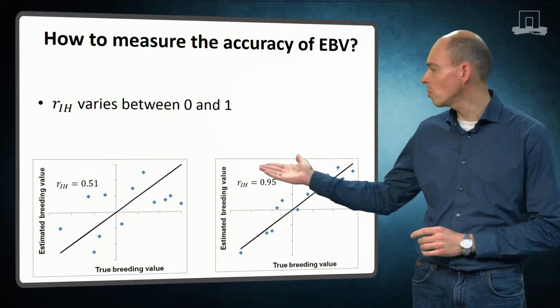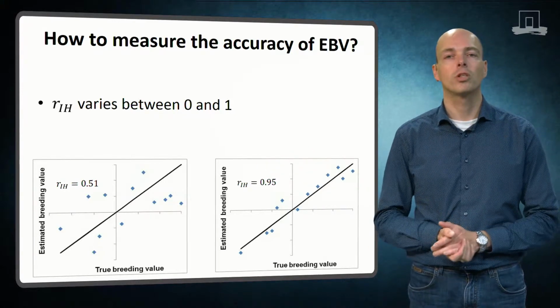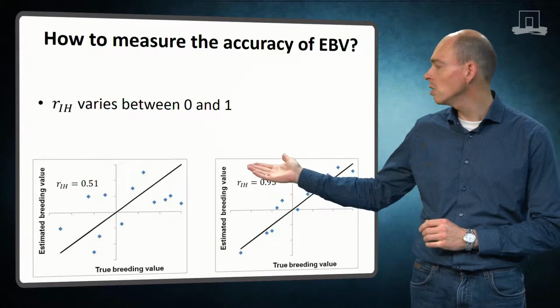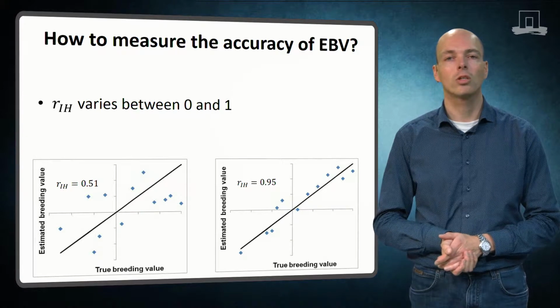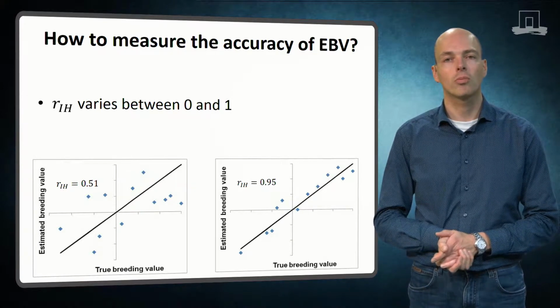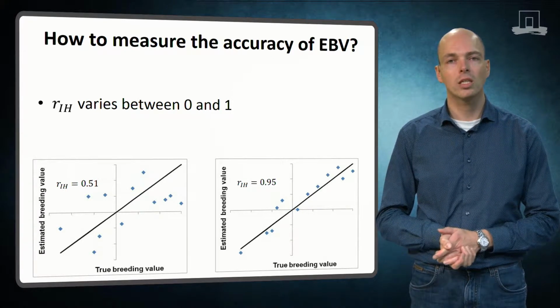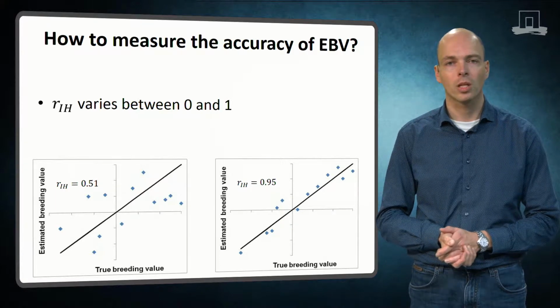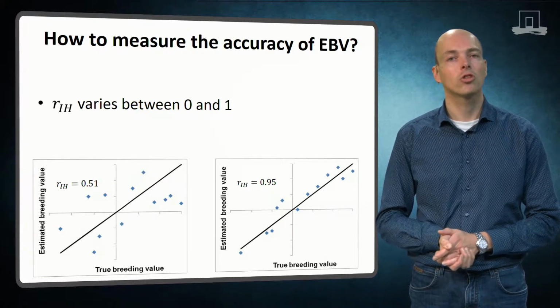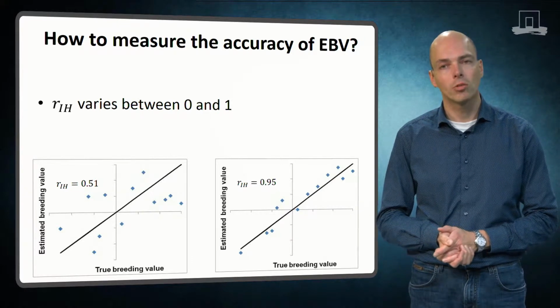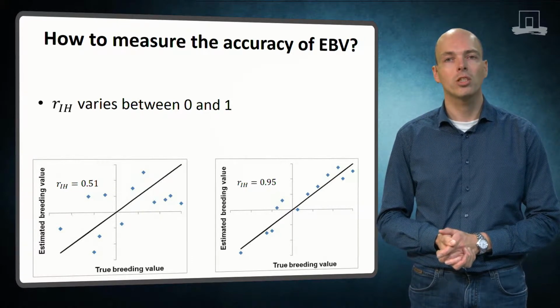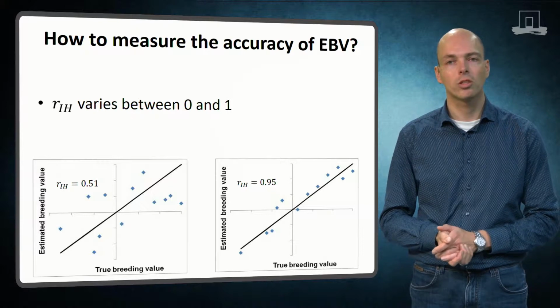In these two examples, the accuracy is 0.51 in the left figure and 0.95 in the right figure. In other words, the breeding values are more accurate in the right figure than in the left figure. However, these figures assume that we know the true breeding value of an animal, while in real life we cannot measure the true breeding value of each animal.